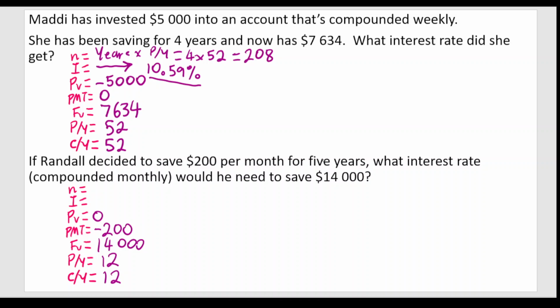The other thing that we know is that it's 5 years. So our N, again, is years times the PY. So 5 years times by 12, which is 60. And our interest is the thing that we don't know. So let's plug that in. We've got 60 as our N. We're going to put interest as 0 because we don't know it. PV is 0. PMT is negative 200. Future value is 14,000. PY and CY are 12. So for interest, we get 6.13%.